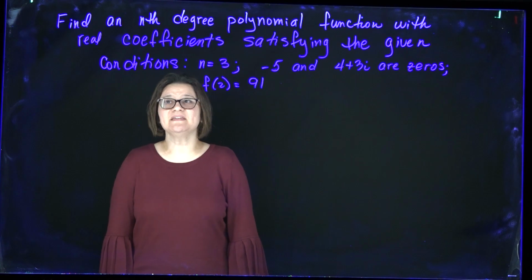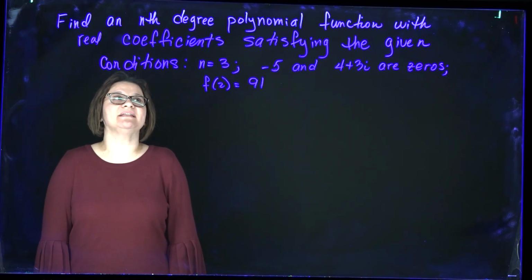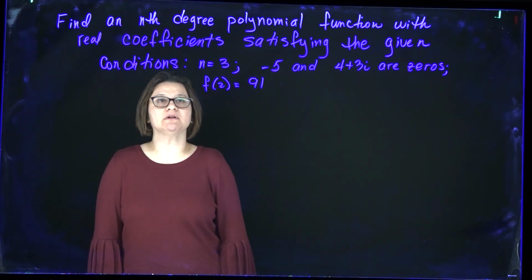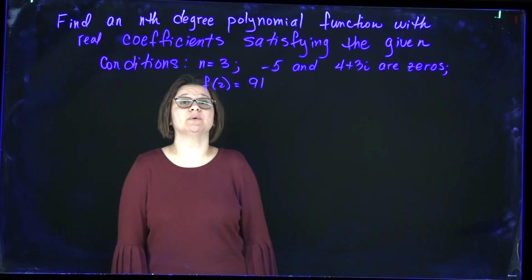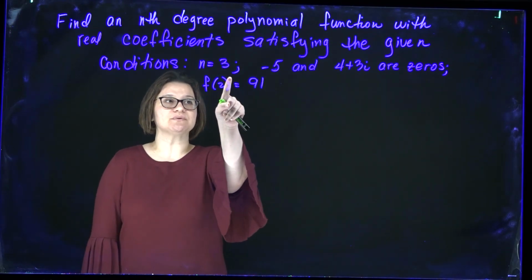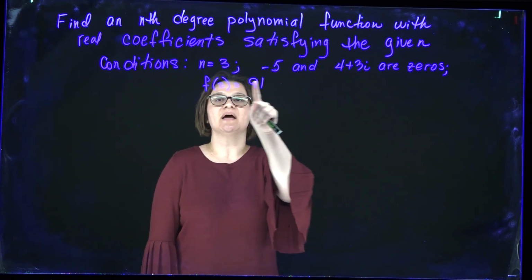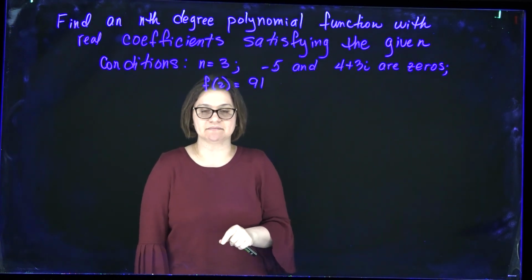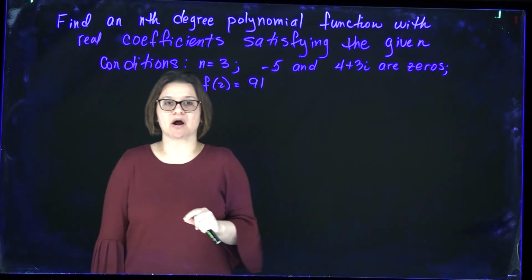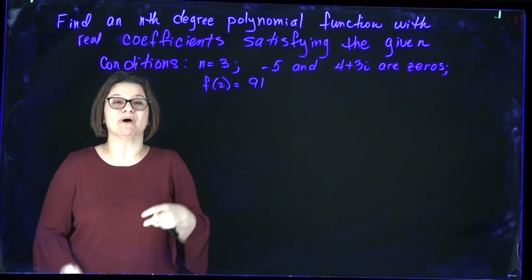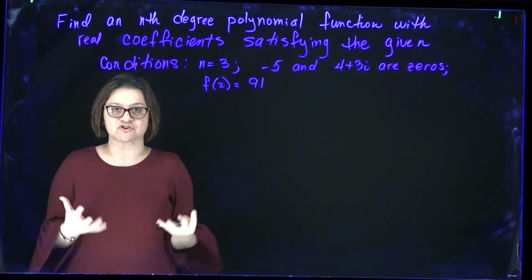Hello everybody! In this problem, we're going to find an nth degree polynomial function with real coefficients satisfying the following conditions. N equals 3, negative 5, and 4 plus 3i are zeros, as well as f of 2 equals 91. Notice how this particular problem is asking you to actually build a polynomial function.